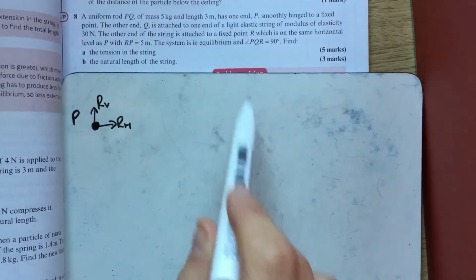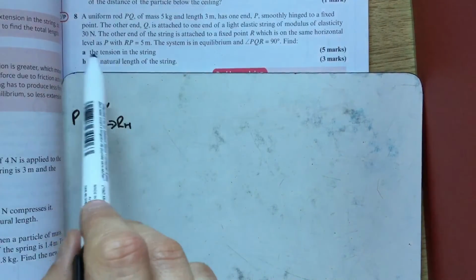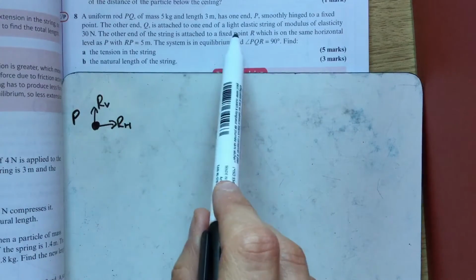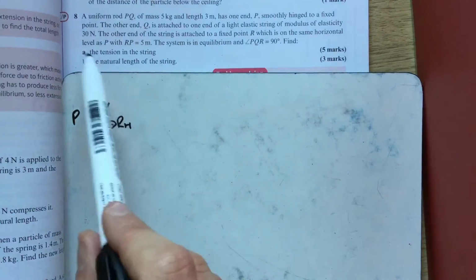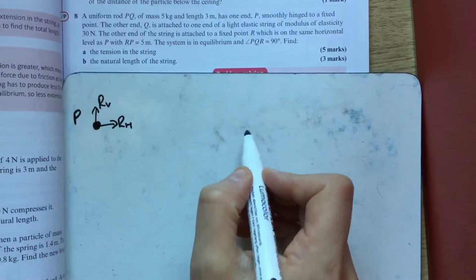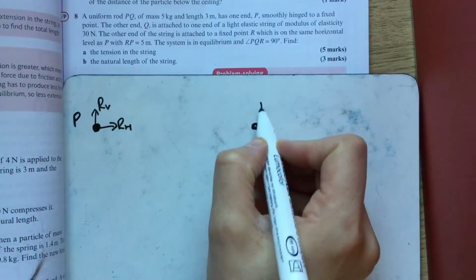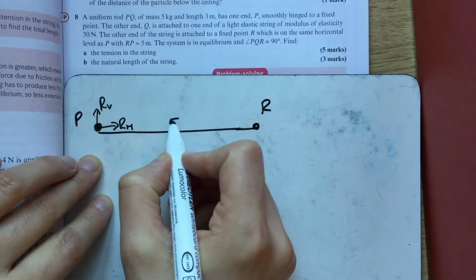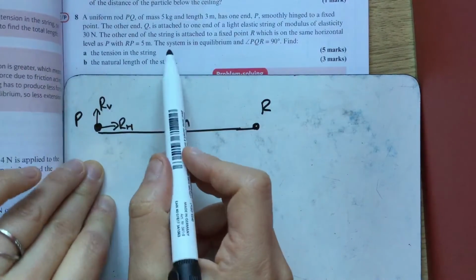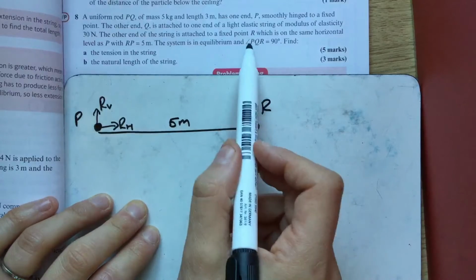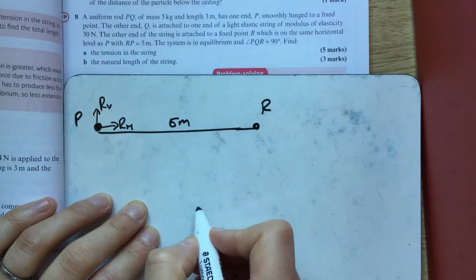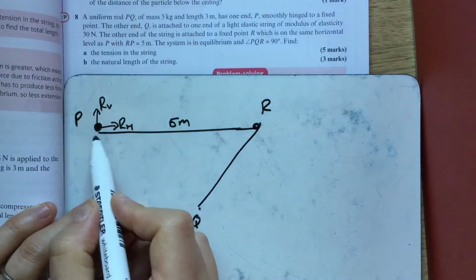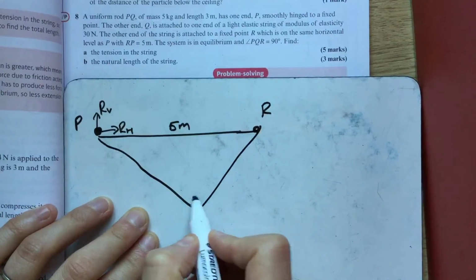We know that Q has an elastic string on the other side of it, so I know that wherever my Q is going to be, there's another string. And then it tells me that the end of that string is attached to another fixed point R, which is on the same horizontal. So that means that there's another fixed point here, R, and that is on the same horizontal, and that must be 5 meters. So I carry on reading, and it tells me that the system is in equilibrium with PQR being 90. So actually Q must be down here with a right angle going in this direction.